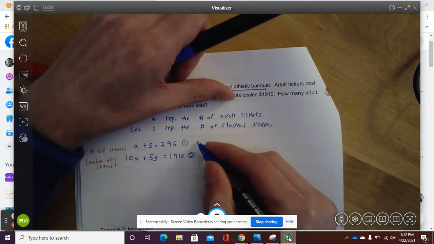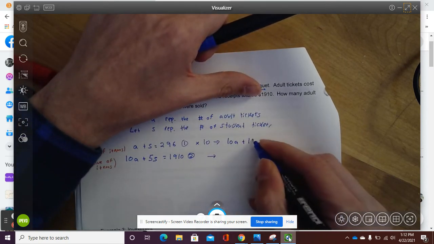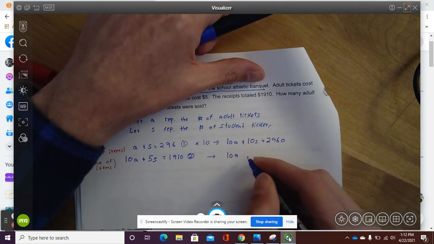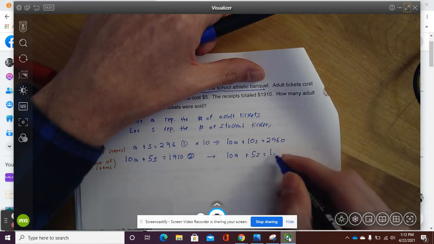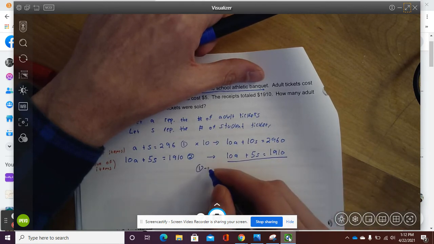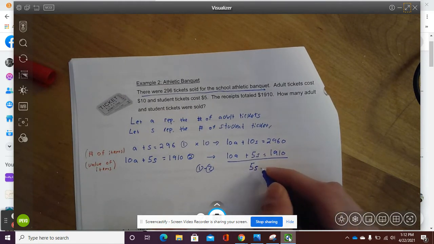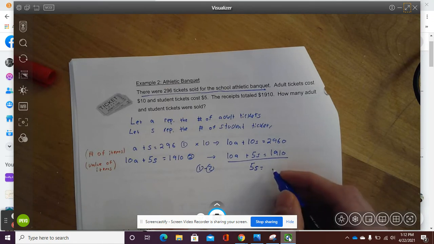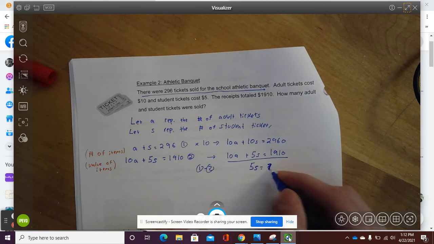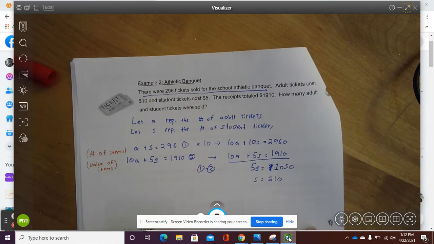So why don't I multiply equation 1 by 10? Because then I'm going to have equal coefficients on my A variable. And then I can subtract. Whenever I have equal coefficients, I can eliminate by subtracting. So I'm going to do 1 minus 2. So 10A minus 10A is nothing. 10S minus 5S is 5S. 2960 minus 1910 is 1050. Then if I divide by 5, that means I've sold 210 student tickets.